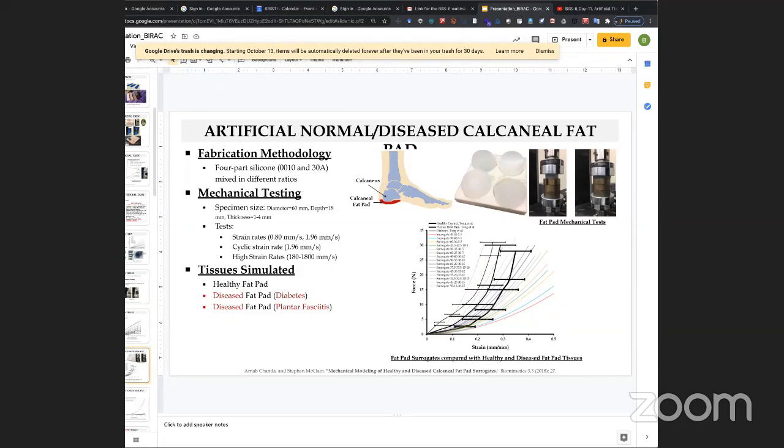And you know how this is useful: doctors can help footwear manufacturers to develop certain kinds of footwear with a certain amount of cushioning or insoles based on this kind of data. So this has a lot of clinical implication. Next slide please.